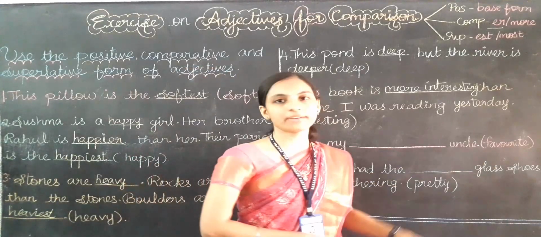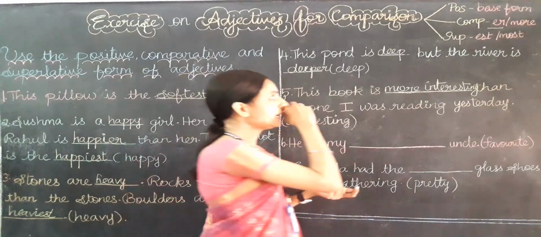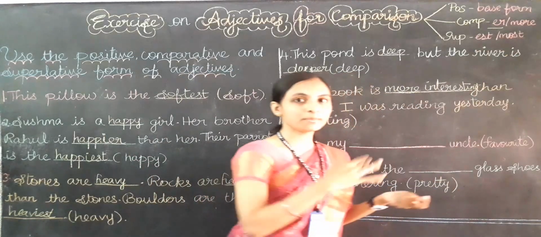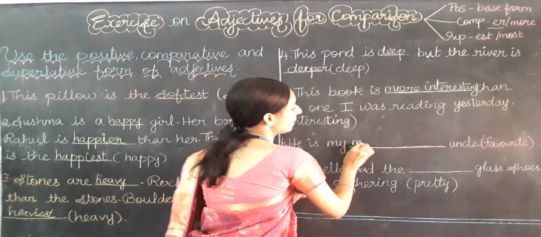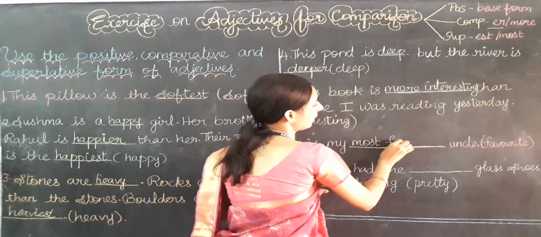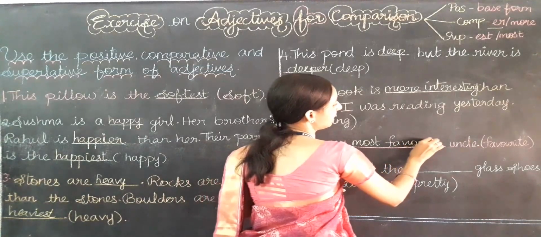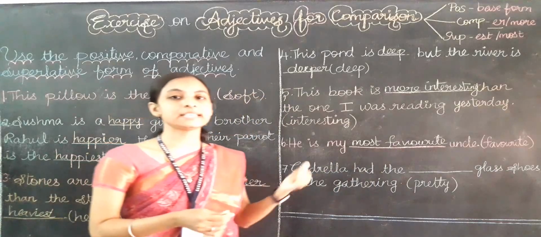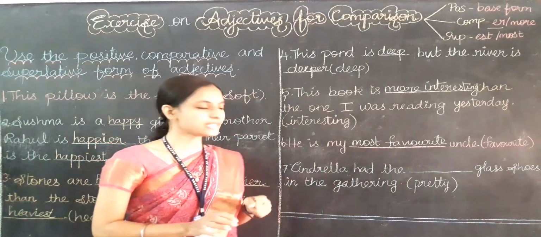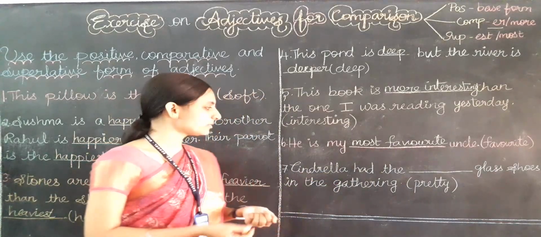Now the word favorite is a big word. So when a word is big, we need to use most before the adjective for the superlative. So the answer will be most favorite. He is my most favorite uncle is the correct answer. So let's do the last one.